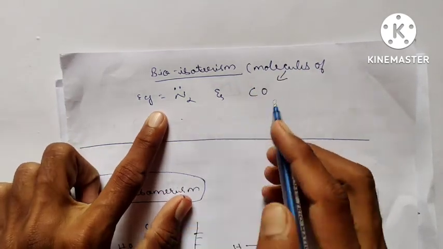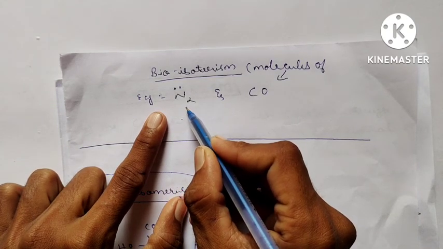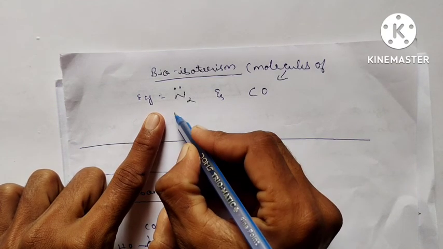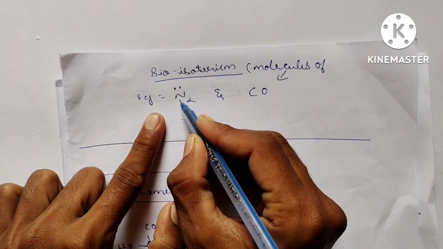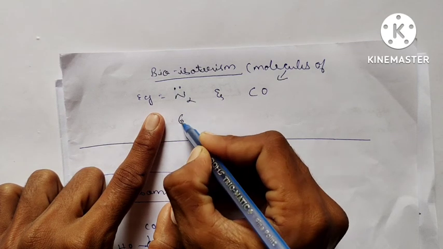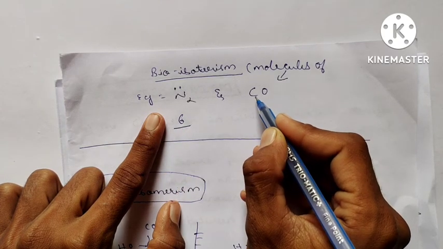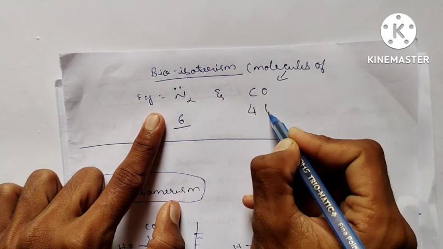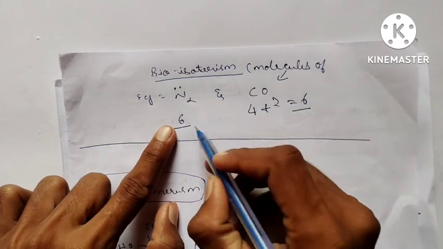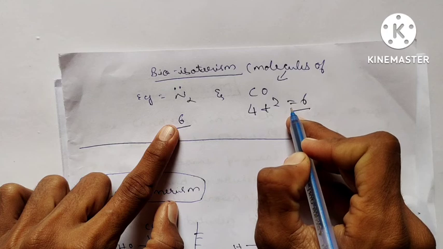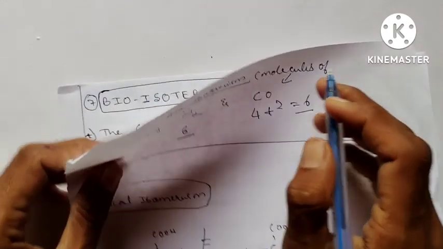Now see, for an example, take nitrogen, N2. The electronic configuration of nitrogen is 3, with one lone pair, valency is 3, so 3 into 2, total valency 6 for N2. Then carbon monoxide, what is the valency here? Carbon has valency 4 plus oxygen has valency 2, so 4 plus 2, 6. Both have the same outermost electrons, 6. So this is a beautiful example of bioisosterism.